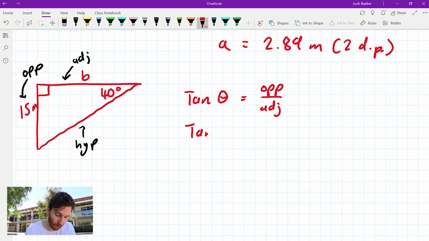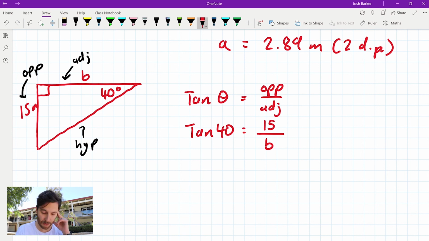Now I'm going to fill in what I know from the diagram. So tan of 40 is equal to the length of the opposite, which is 15, divided by the length of the adjacent, which is B. Okay, so this is where this one gets a little bit more tricky, because the length of the side that we're looking for, B, is now on the denominator of this equation, which makes it a little harder to rearrange.